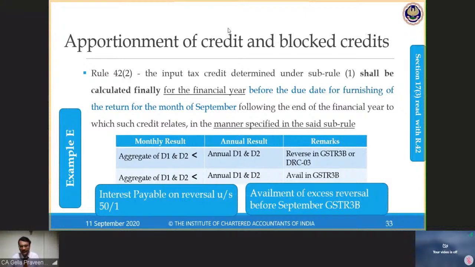Then we'll go phase by phase. Next, example number 2. My total turnover for the month is 18,40,000. This includes sale of diesel for rupees 40,000 and the rest is domestic supply with payment of tax. So when I look into my total turnover, 18,40,000 is my total turnover.